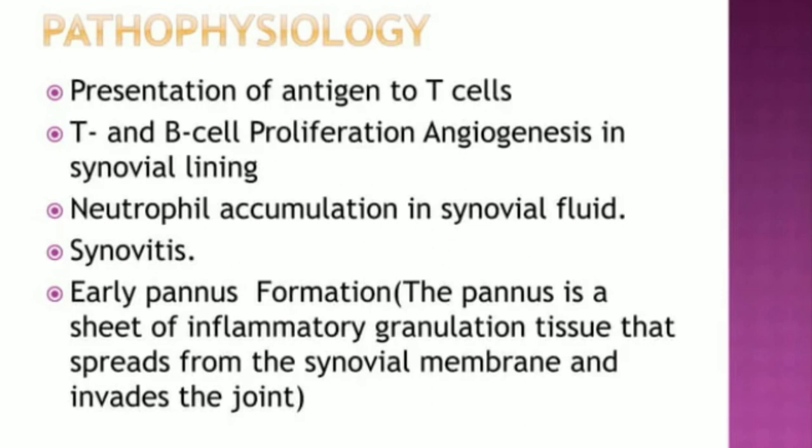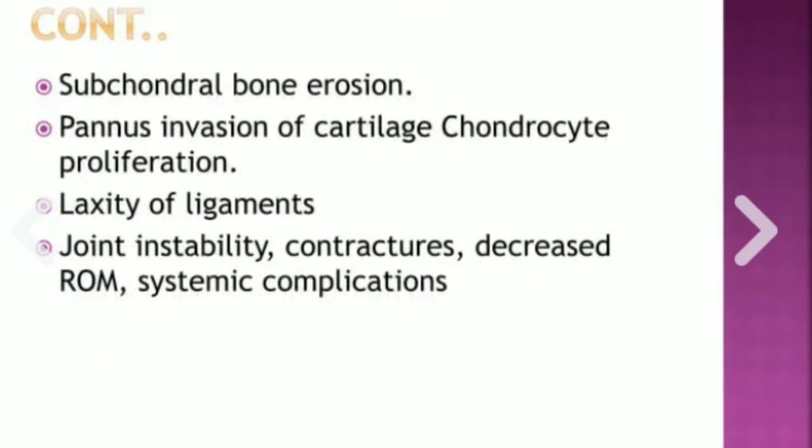Pathophysiology: presentation of antigen to T cells, T and B cell proliferation, angiogenesis in the synovial lining, neutrophil accumulation in the synovial fluid, synovitis, early pannus formation. Later: subchondral bone erosion, pannus invasion of cartilage, chondrocyte proliferation, laxity of ligaments, joint instability.